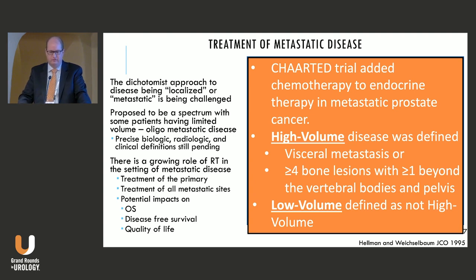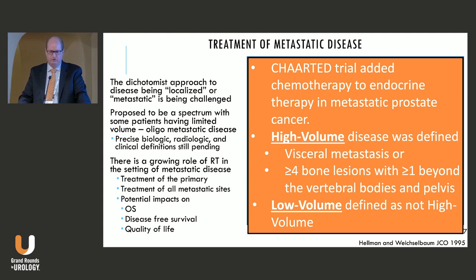So the CHAARTED trial was a randomized phase 3 trial of chemotherapy added to endocrine therapy in metastatic prostate cancer. They defined high volume disease as visceral metastases or greater than or equal to 4 bone lesions with one of those beyond the vertebral body and pelvis. And then they defined low volume metastatic disease as not high volume metastatic disease. And that's important because almost all of the randomized trials that I'll present broke out results by low volume versus high volume based on the CHAARTED definition.